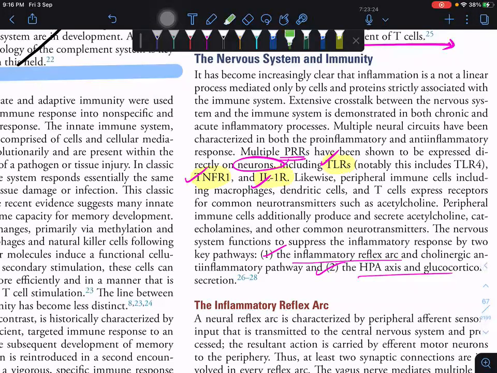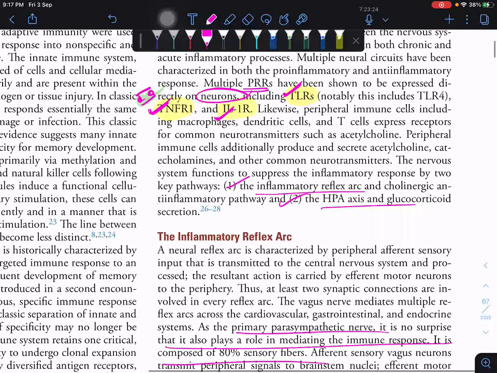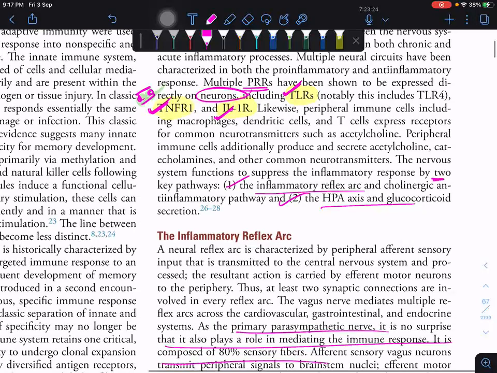So what are the pattern recognition receptors present in the neurons? The three. One is TLR, the second is TNF-R1, and the third is IL-1R. Okay, interlinking on TLR, TNF-R1, and IL-1R. And there are two pathways present for the nervous system.